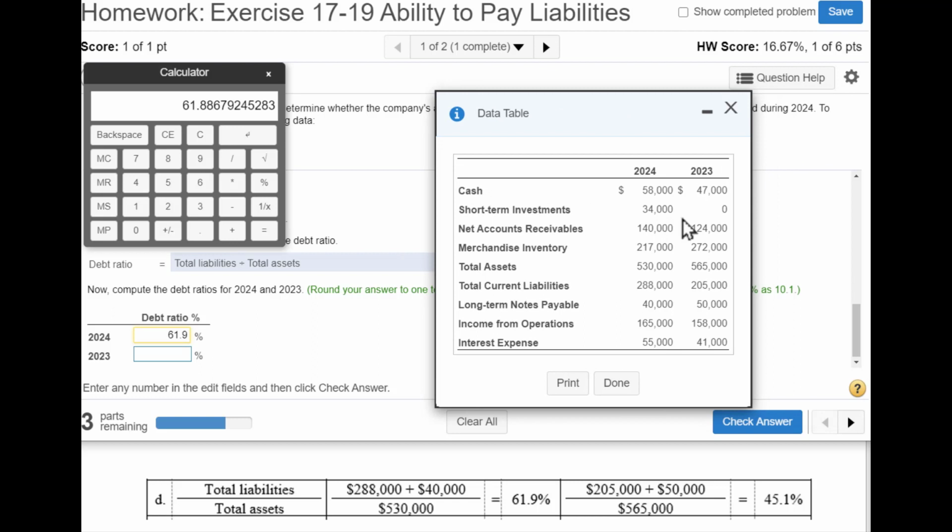And then for 2023, we're going to take total liabilities, which is 205,000 plus 50,000. So that's 255,000 on top, divided by your total assets of 565,000, equals 45.1. Multiply by 100 to get 45.1%.